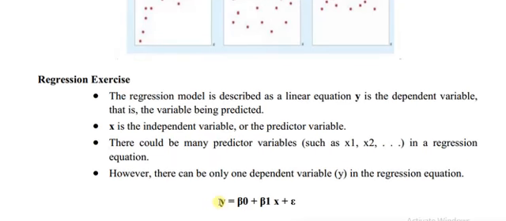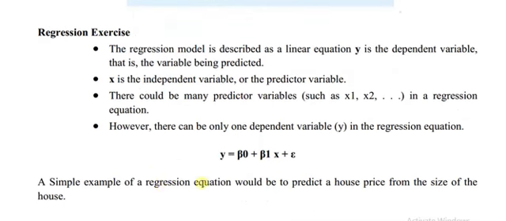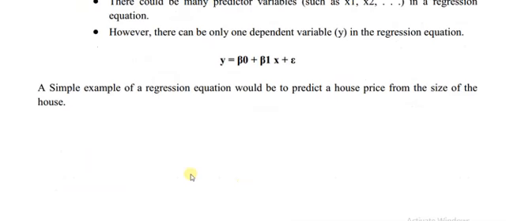So a regression equation is represented in this way: y equals beta 0 plus beta 1 x plus epsilon. This equation is similar to the straight line equation, y equals mx plus c, where beta 1 is the slope, beta 0 is the y-intercept, and epsilon is the error value. A simple example of a regression equation is to predict a house price from the size of the house.